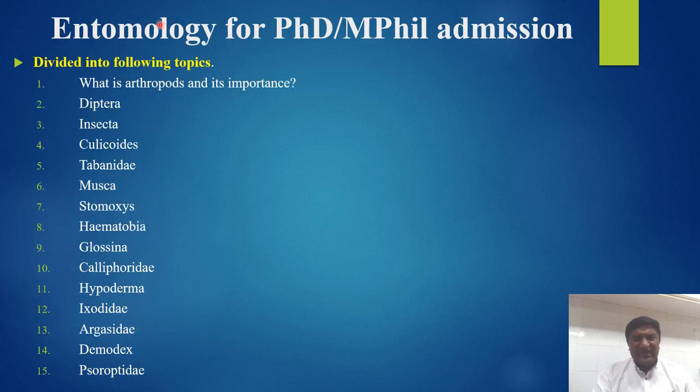Next is the entomology for PhD or MPhil admission. This subject is divided into the following topics: what is arthropods and its importance, Diptera, Insecta, Culicidae, Tabanidae, Musca, Stomoxys, Haematobia, Glossina, Calliphoridae, Hypoderma, Ixodidae, Argasidae, Demodex, and Sarcoptidae.